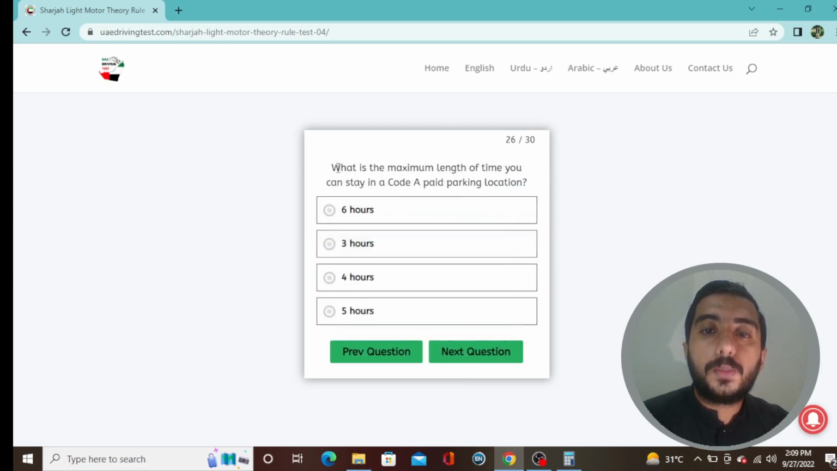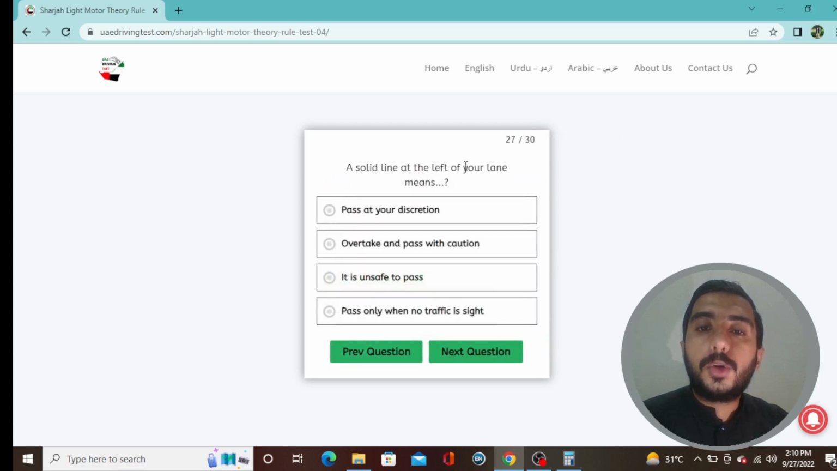Next question. Question number 26. What is the maximum length of time you can stay in a code A parking location? You can stay almost 4 hours. Option D is the correct one. Next question. Question number 27 is, a solid line at the left of your lane means it is unsafe to pass. Option C is the correct answer.